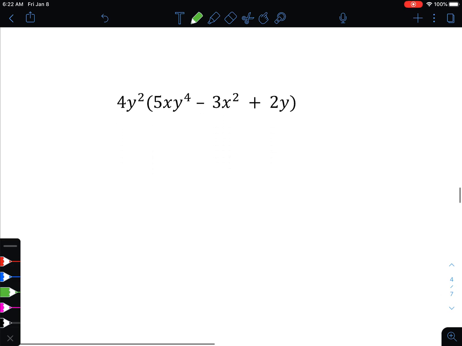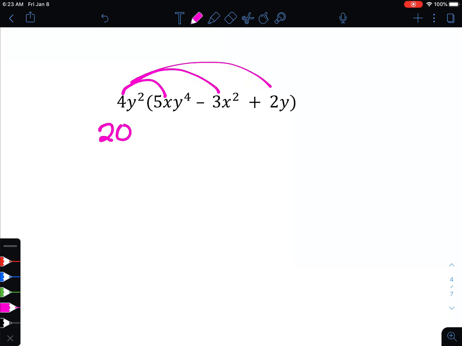Okay, two more examples of multiplication, and then we'll take a look at division. All right, so we're distributing 4y squared to each of these terms inside the parentheses. So we're going to start with our first term. 4 multiplied by 5 is 20. X has nothing to multiply with, so we'll just copy that down as x. But then y squared multiplied by y to the fourth. Remember, this is where those rules of exponents that we talked about in last unit come into play. 2 and 4 we add together to be y to the power of 6.